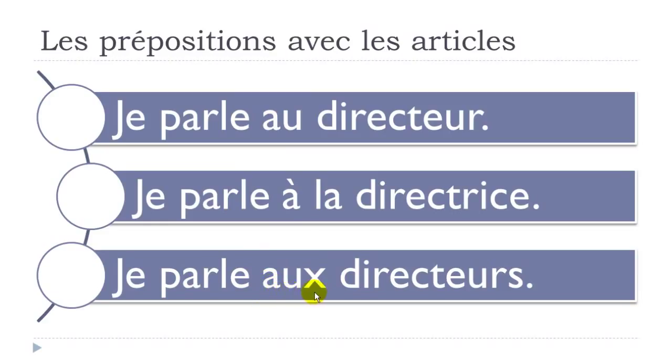And for your information, I did put this directeur here, okay, it could be directrice, so it could be the feminine plural. It wouldn't change anything because it will be still this o, okay, so for the masculine or the feminine plural, it will be aux, alright. So je parle au directeur, so here for the masculine, je parle à la directrice, here for the feminine, je parle aux directeurs for the plural.